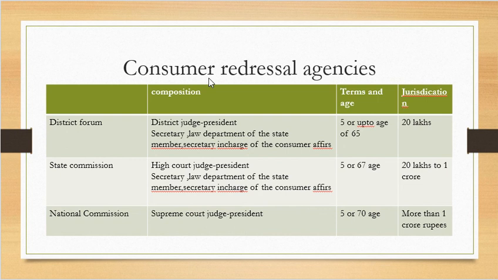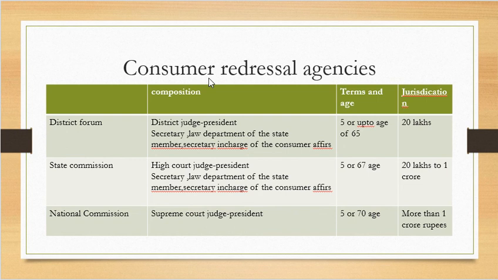The consumer redressal agency is basically of three tiers: the district forum, the state commission, and the national commission. The district forum is at the district level to entertain consumer complaints wherein the value of goods or services and compensation does not exceed 20 lakhs. At the state level, there is a state commission to deal with complaints wherein the claim exceeds rupees 20 lakhs but does not exceed 1 crore. The national level is a higher level, so it takes up complaints that exceed 1 crore.